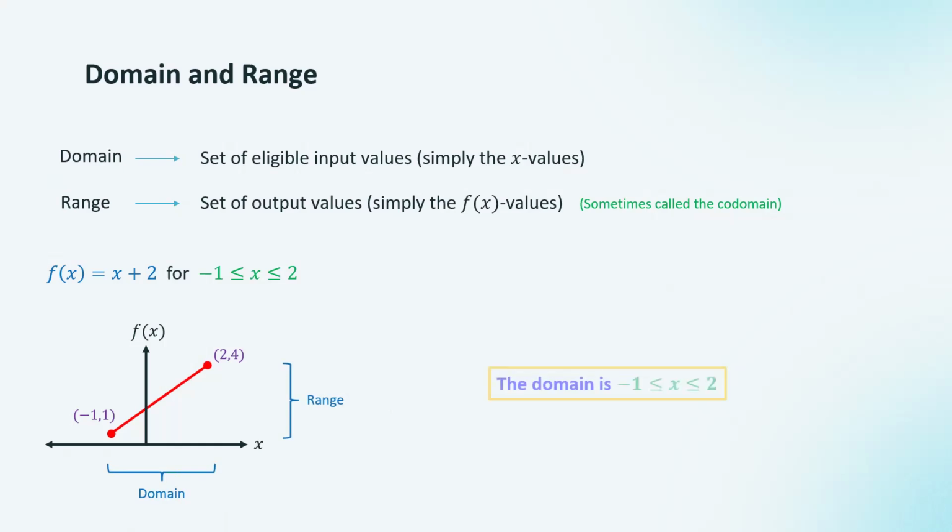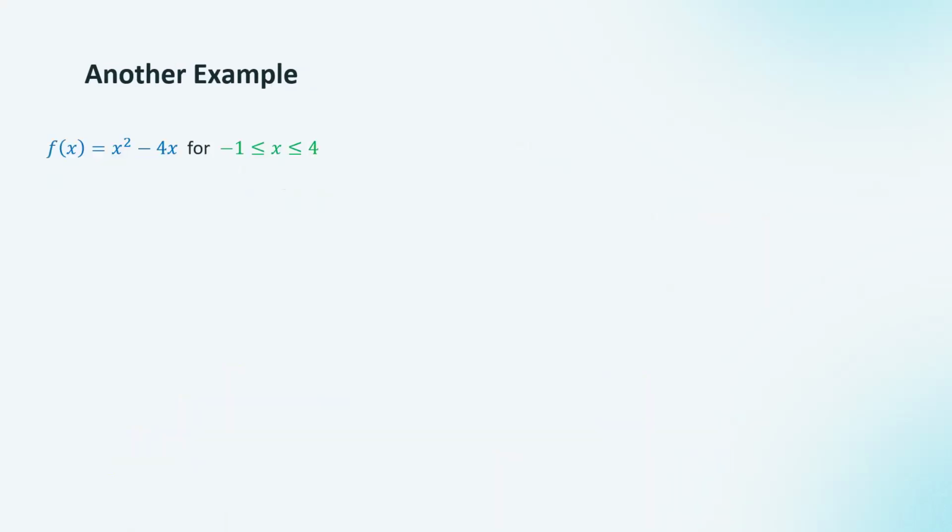Therefore, we know that the domain is from -1 to 2, where -1 and 2 are included, and the range is from 1 to 4, where 1 and 4 are also included. So this is how we write the domain and the range of a function. Let's see another example.